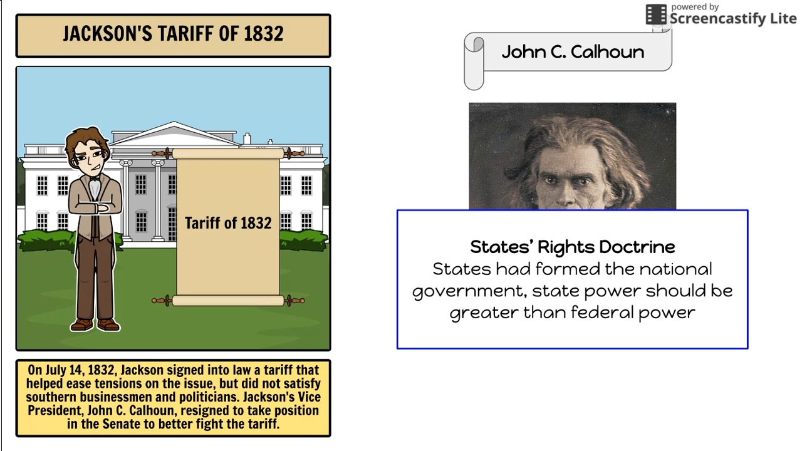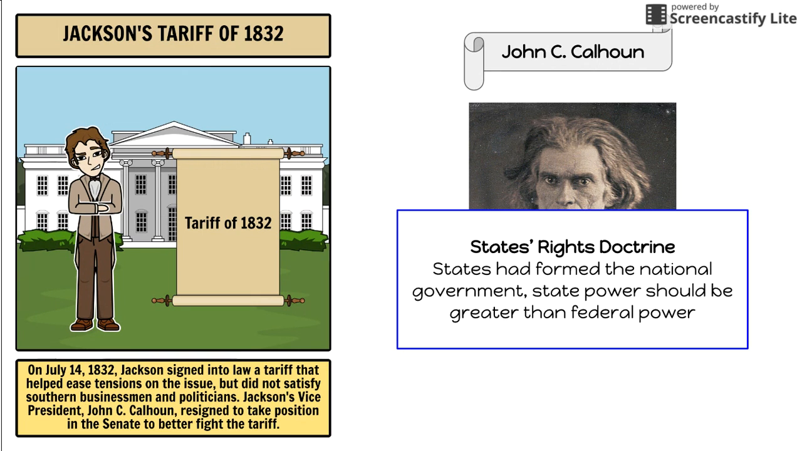John C. Calhoun is credited with writing something known as the states' rights doctrine. And under this doctrine, right, it believed that the states created the national government, right? The national government was made up by the states. So therefore, the state power should actually be greater than the federal power because they're the ones who actually form the national government. That's the theory behind the states' rights doctrine.